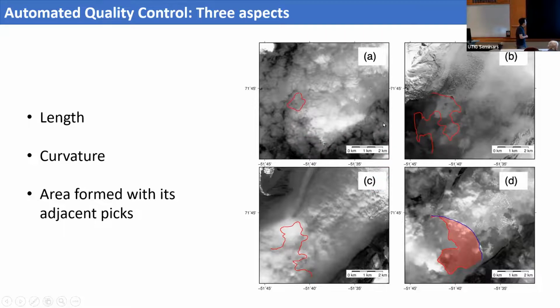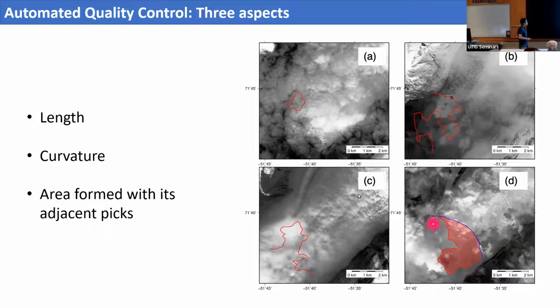And for the curvature, if all the terminus traces with good quality are relatively smooth, then if there's a terminus trace with a really complex shape, there must be something wrong. That's what the curvature measures, the smoothness of the terminus. For example, this one, the shape of this terminus is really complex. So it will be detected by our screening module and thrown away.